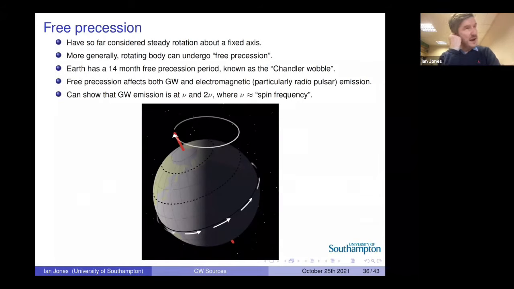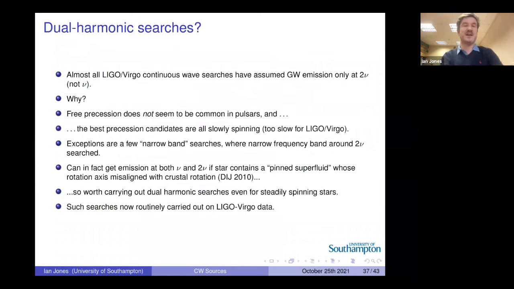And it turns out that in all but special cases, if a radio pulsar was undergoing free precession, that would show up as little modulations in both the time of arrival and the shape, and the polarization, all aspects of its radio pulsar emission. So radio astronomers have looked for this, and there are some stars that are candidates for undergoing this, but there's no commonly accepted candidate. So it looks at best that free precession is a relatively rare phenomenon.